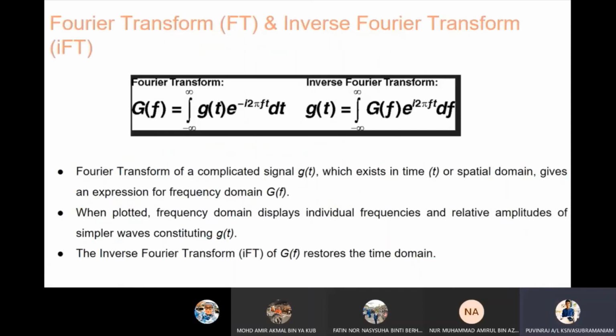Fourier transform and inverse Fourier transform. Fourier transform of a complicated signal g(t), which exists in the time or spatial domain, gives an expression for the frequency domain, which is G(f). When plotted, the frequency domain displays individual frequencies and related amplitudes of the simpler waves constituting g(t). The inverse Fourier transform (IFT) of G(f) restores the time domain.